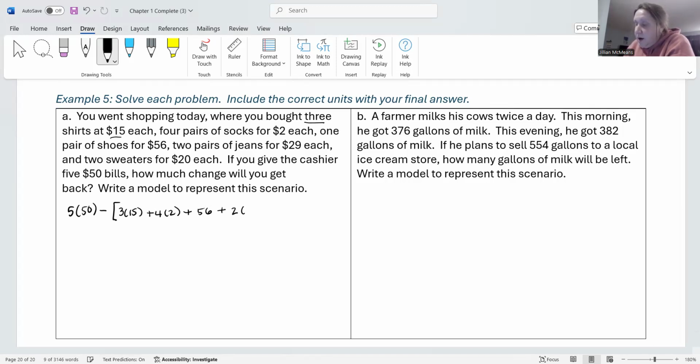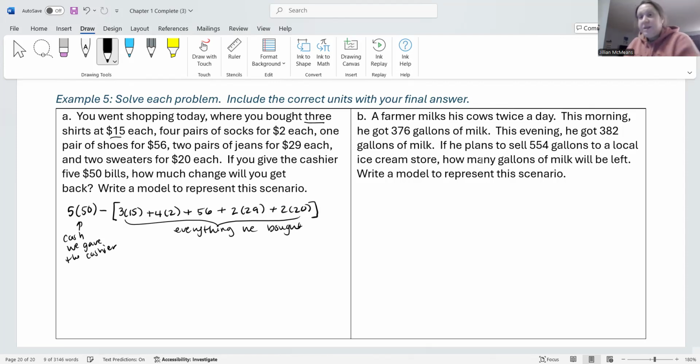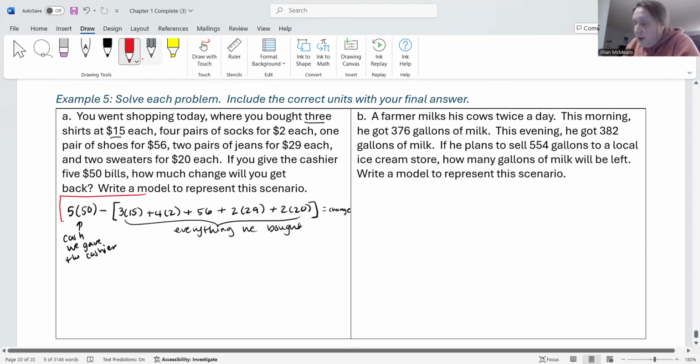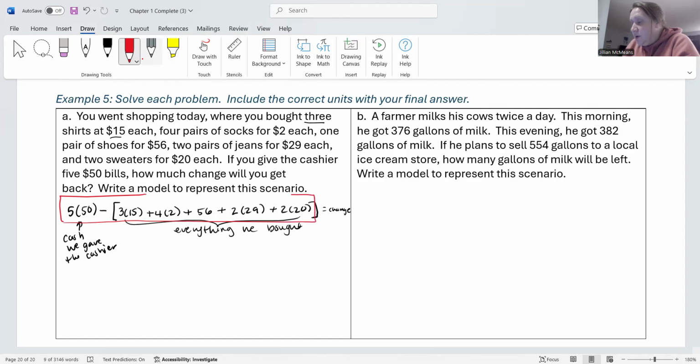2 pairs of jeans at $29 each. 2 sweaters at $20 each. So this right here is everything we bought. And this is the cash we gave the cashier. So if we take the cash we give the cashier, subtract the total of our purchase, that equals the change. So that's going to equal the change we get back. So as far as writing a model to represent this situation, this right here would be a completely acceptable model. So this is what we're looking for.